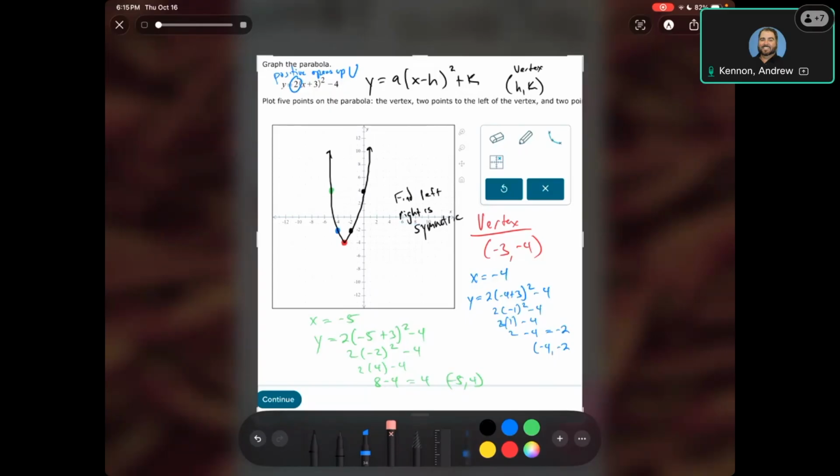Oh, I got off right there a little bit. I went 2 to the right, 2 to the right. I went 3 to the right. So 2 to the right would be right there.